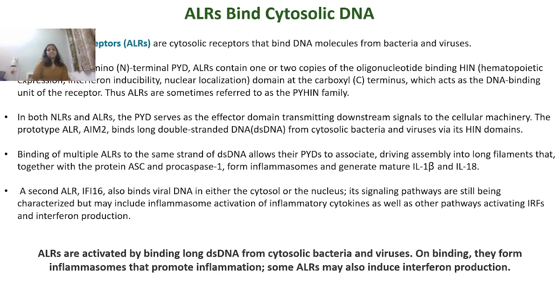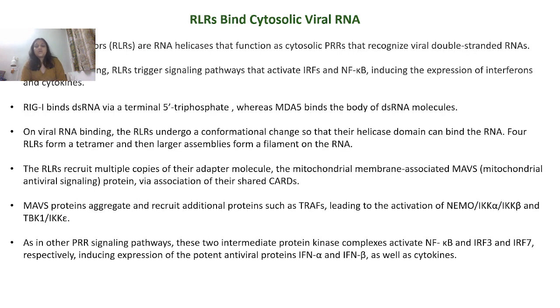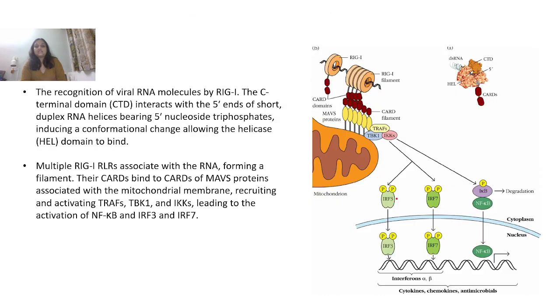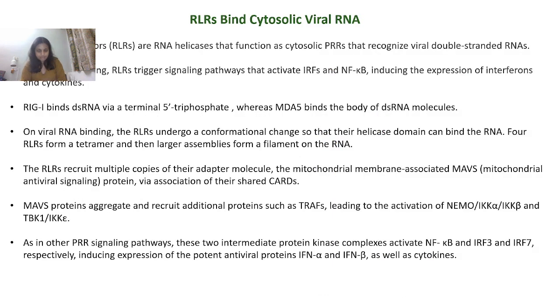All these receptors are binding to ligands. Then other molecules come up, and there is downstream signaling which gets activated, and they can induce the formation of either an inflammasome or interferon production. After this, there is another important type of receptor, the RIG-I-like receptors.